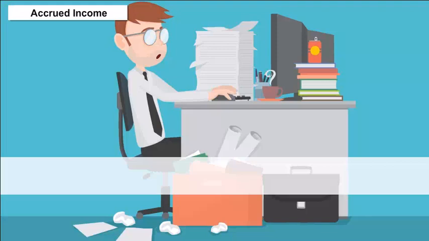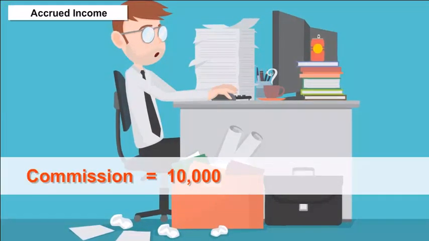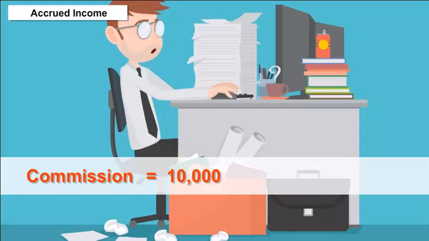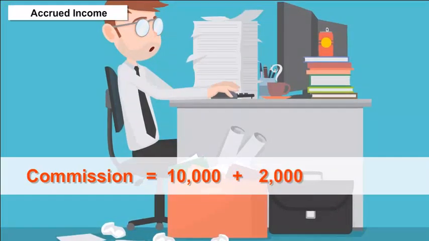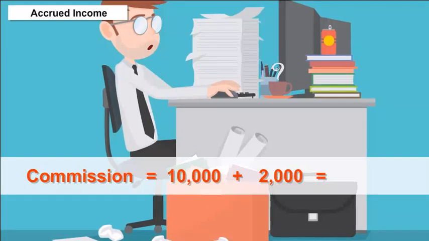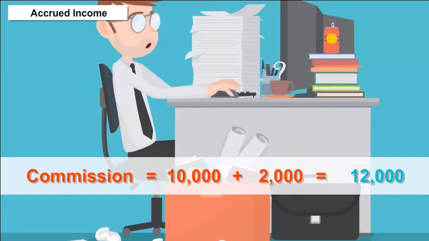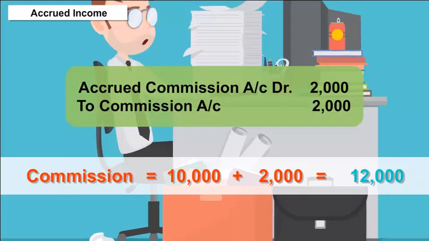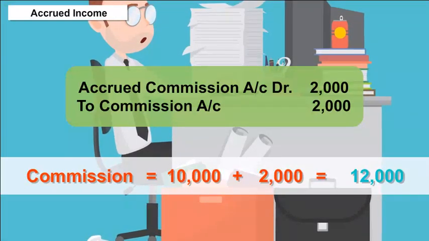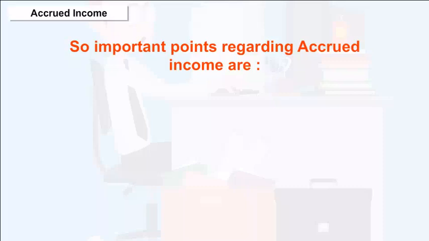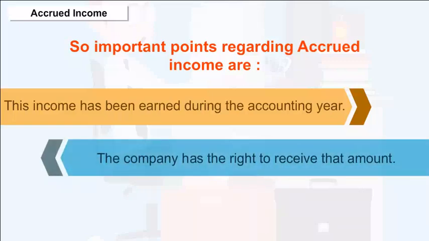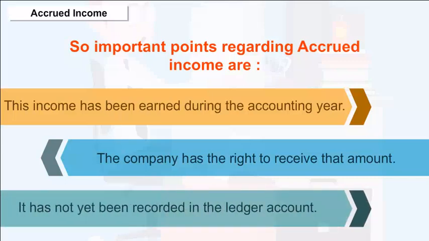Suppose Rahul received a commission of rupees 10,000 from some party for rendering his services to them. We assume that he has to still receive 2,000 commission from that party. So, the total commission earned would be 12,000. So, the adjustment for the accrued commission would be accrued commission account debit 2,000 to commission account 2,000. So, important points regarding accrued income are: this income has been earned during the accounting year. The company has the right to receive that amount. It has not yet been recorded in the ledger account.